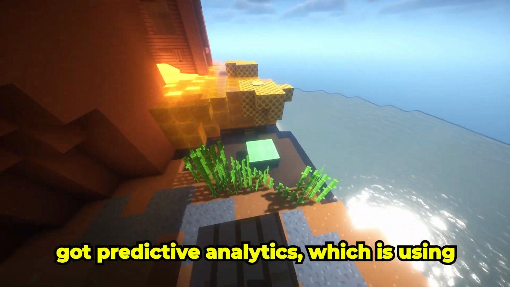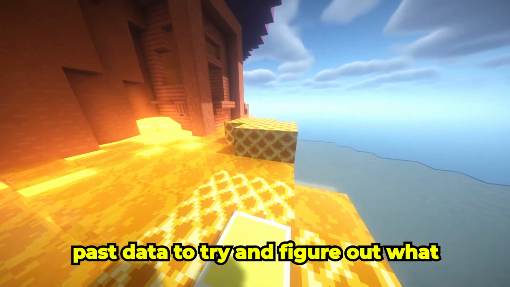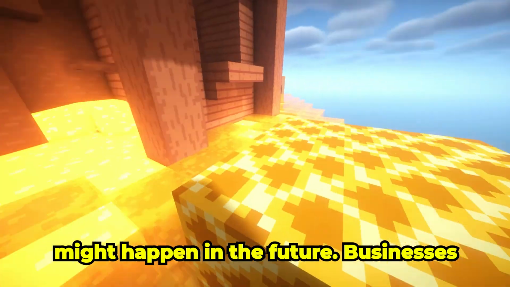Right. Then you've got predictive analytics, which is using past data to try and figure out what might happen in the future.